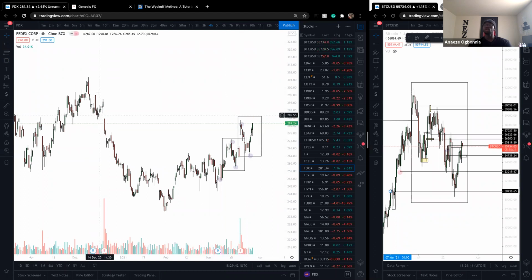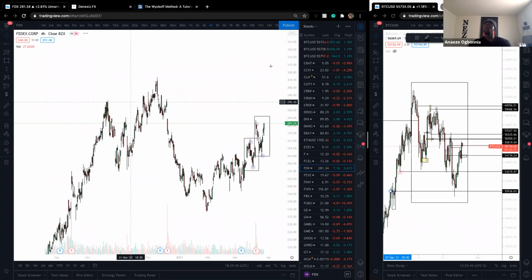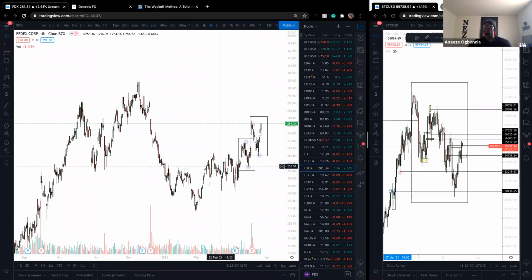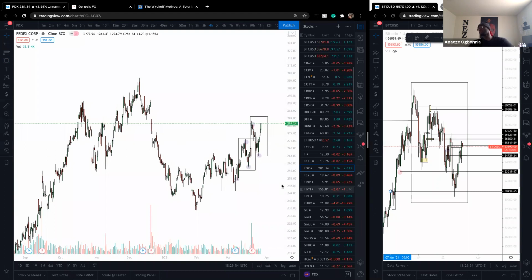So 285 could be our next target, or it can go all the way to 300. You know, FedEx is going to be FedEx. Lots of packages shipping out. I don't know who they're shipping the vaccines with, all that kind of stuff.